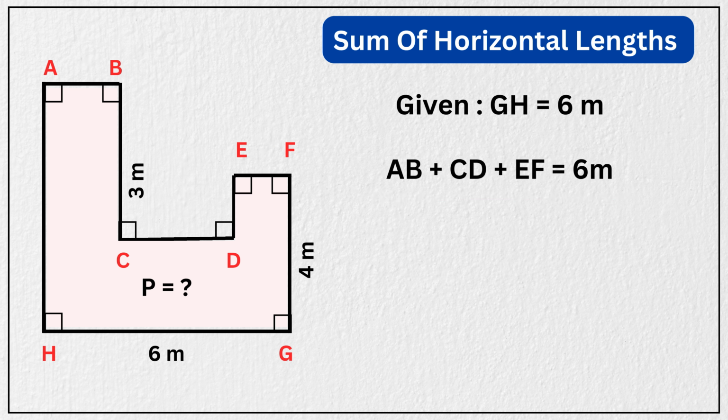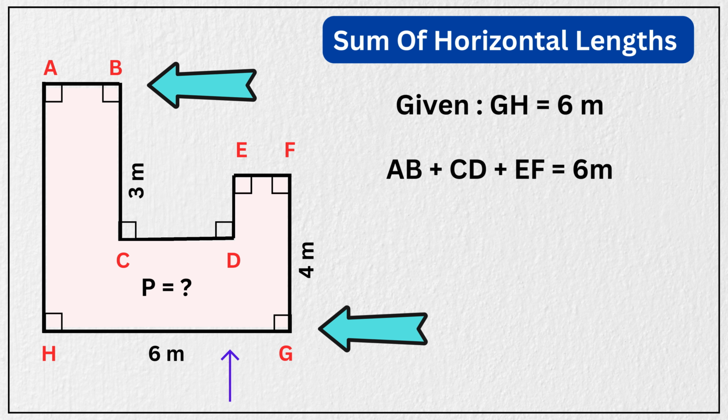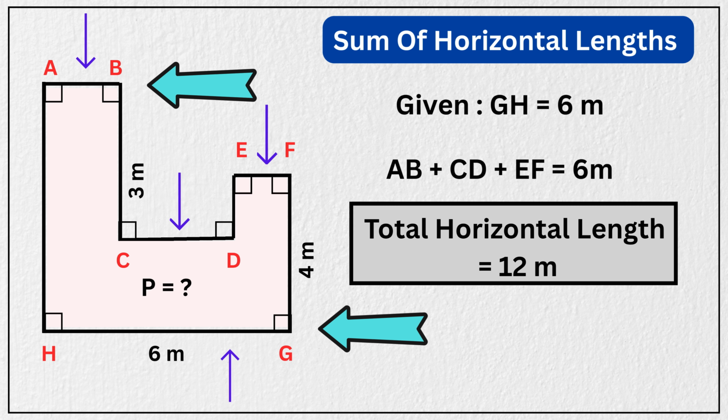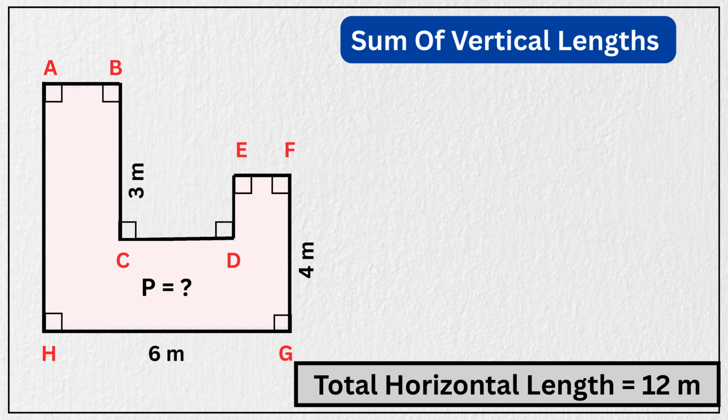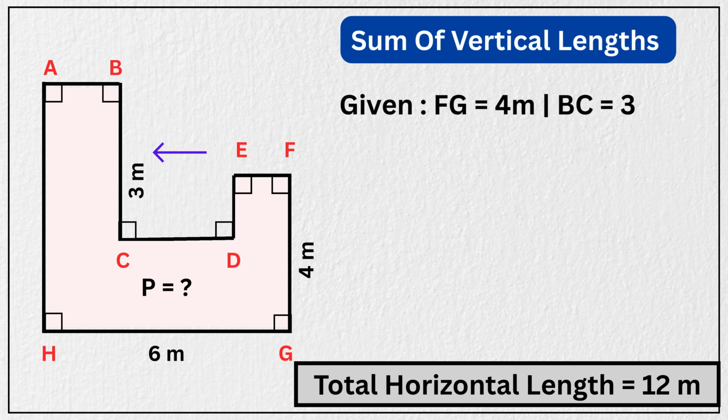Now, adding the 2 horizontal portions together, one at the bottom and one formed by the combined smaller segments, we get a total horizontal length of 12 meters. Let's put it here. Now, let's move on to the vertical sides. We know side FG is 4 meters, and side BC is 3 meters. Those are straightforward. But we still need to account for 2 more vertical sides, HA and DE, and thus, here we run into some overlap.